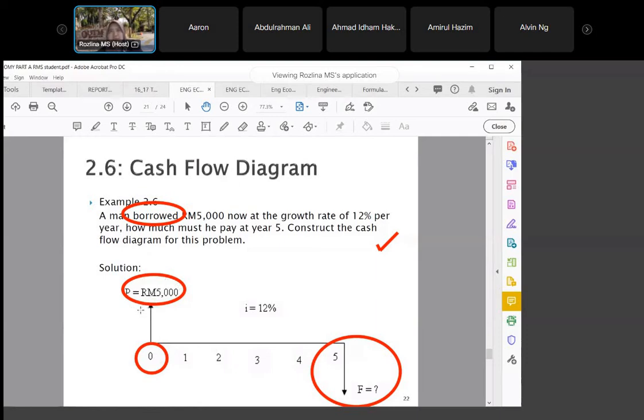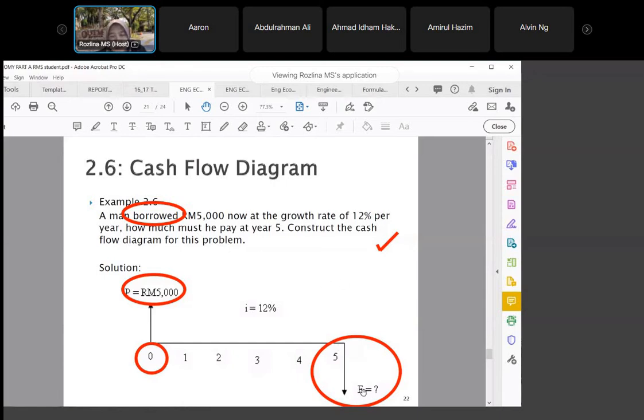He borrows, he does not spend. Borrow, I get the money, the amount of money. That's why for borrow, it is upward. So you show 5,000 ringgit. Then the year is 5, so you put the years 0, 1, 2, 3, 4, 5.